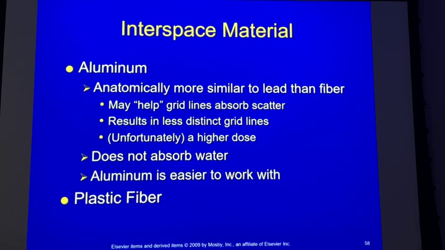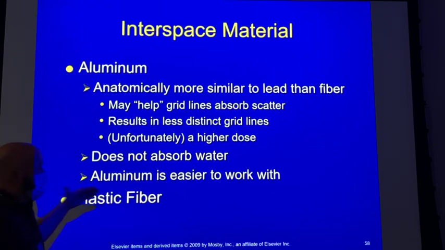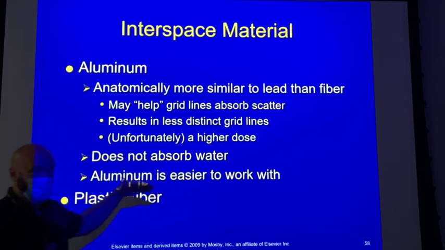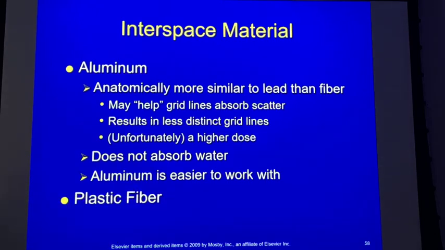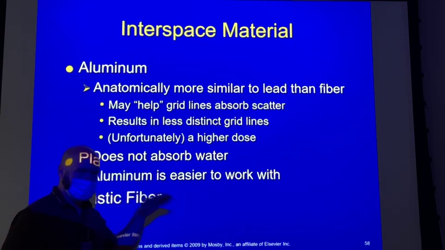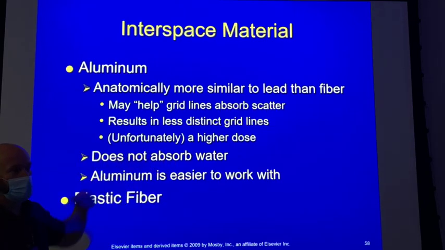Yeah, it's a little bit, but is it as radiopaque as lead? No. The answer is no. Okay, so aluminum is going to be one of the interspace materials, and the benefit to aluminum is it's not going to absorb any kind of water, and it's more similar in atomic number to lead than what paper would be, okay? So would the aluminum absorb some scattered radiation that might make it through the lead strips?